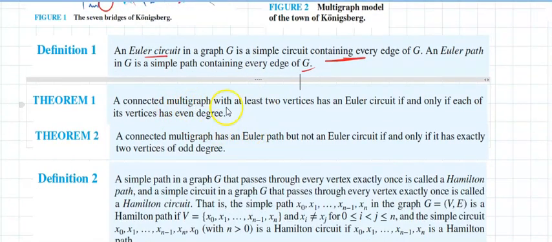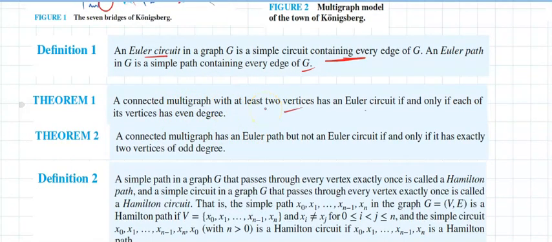A connected multigraph with at least two vertices has an Euler circuit if and only if all its vertices have even degree. A connected multigraph has an Euler path, but not an Euler circuit, if and only if it has exactly two vertices of odd degree, exactly two.